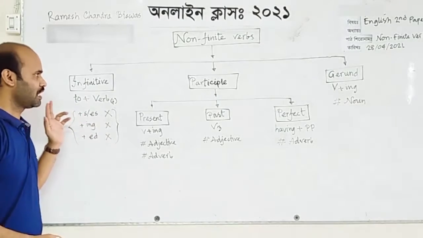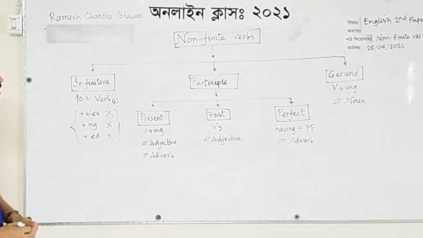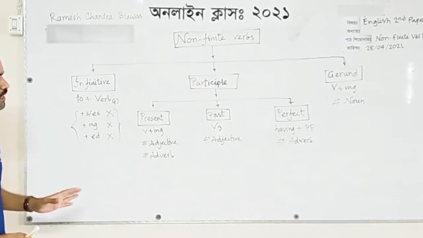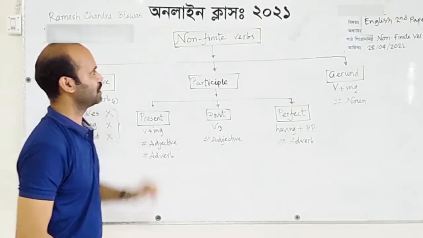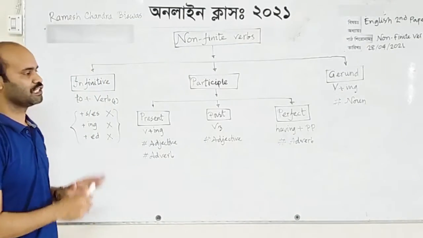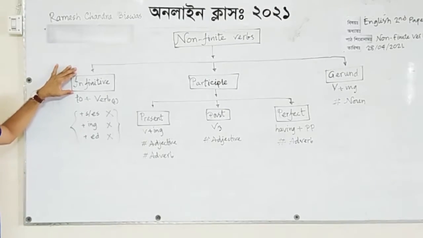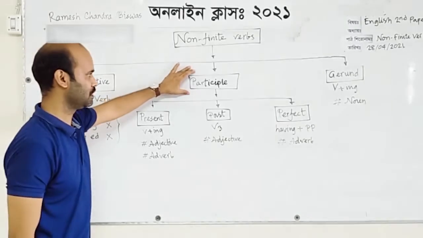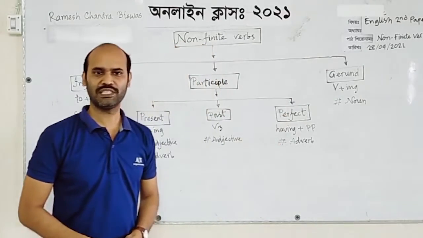Look on the board. I have prepared a graph on it. This is a tree diagram, and on this diagram we can see the main topic is non-finite verbs. The non-finite verbs are classified into three different groups. The first one is infinitive, the second one is participle, and the third one is called gerund.